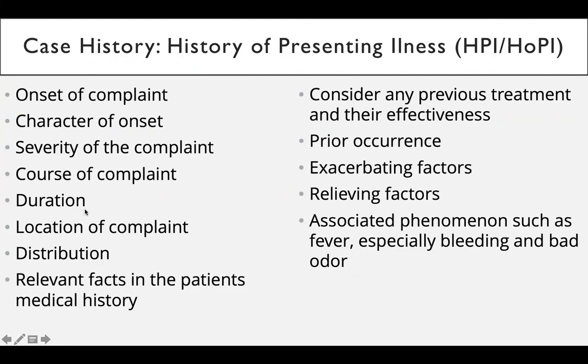Duration: how much time, every time you get pain, how long it lasts, and how long after it comes back. And then location of the complaint: where is the site, where is the pain located. Okay, I have numbness in my thumb, in my fingers. And distribution: does it go anywhere else, does it refer to any other place? And what are the relevant facts in the patient's medical history relevant to this chief complaint?